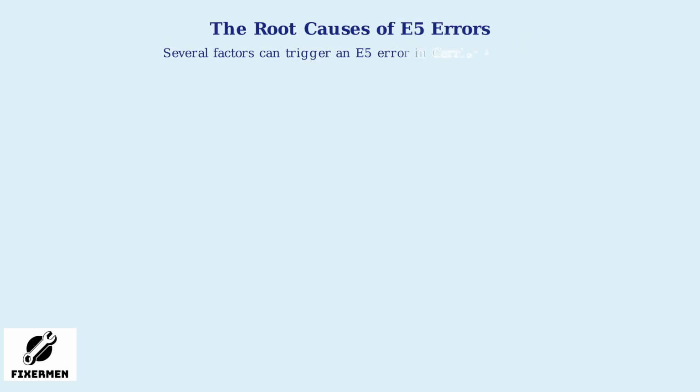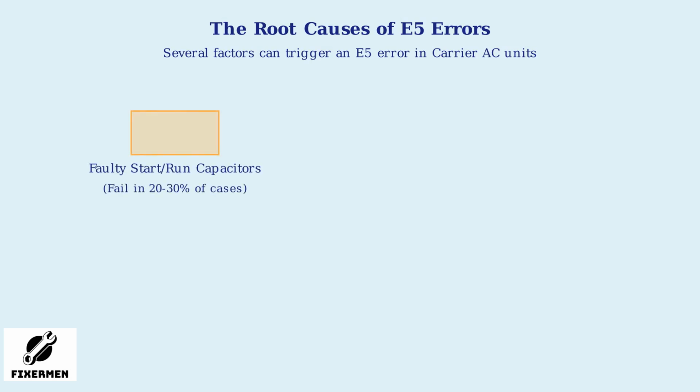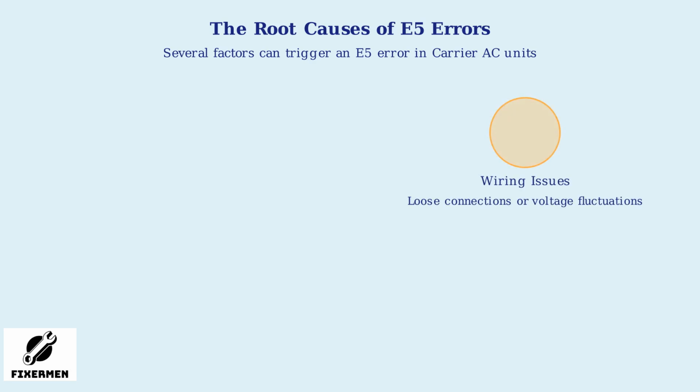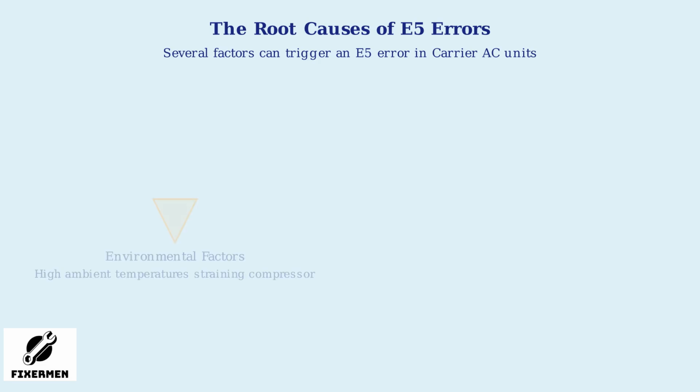Several factors can trigger an E5 error in Carrier AC units. The most common culprits are faulty start or run capacitors, which fail in about 20 to 30% of cases due to wear and age. Wiring issues are another frequent cause, including loose connections that create resistance or voltage fluctuations that overload the system. Environmental factors like high ambient temperatures can also trigger E5 errors by putting extra strain on the compressor, causing it to draw more current than normal.